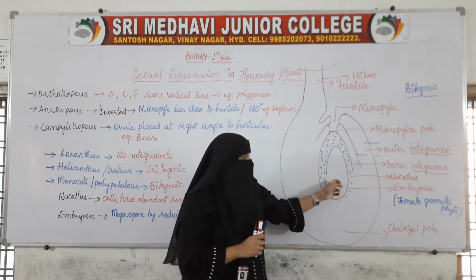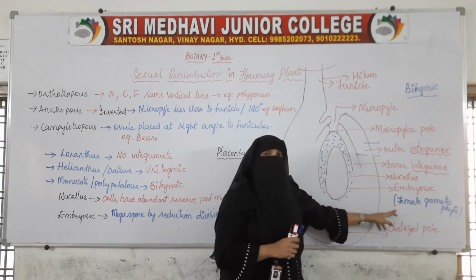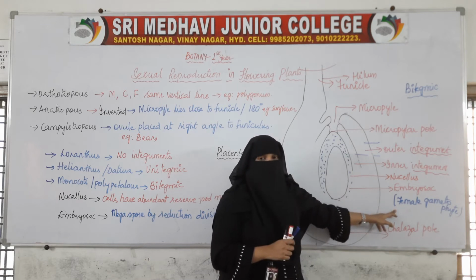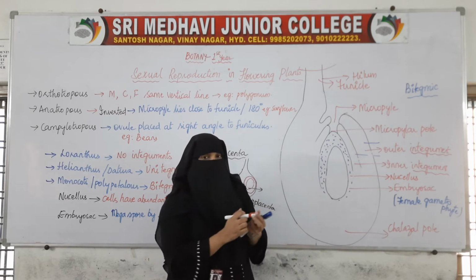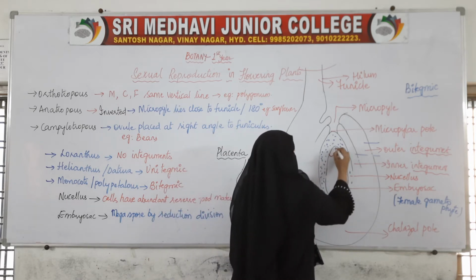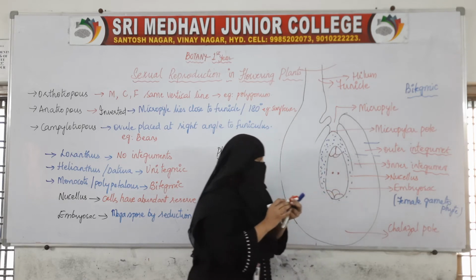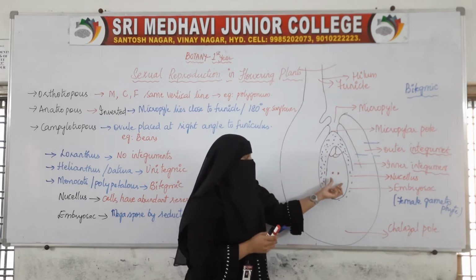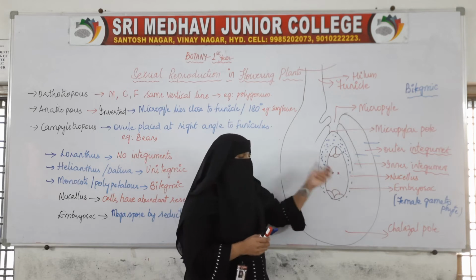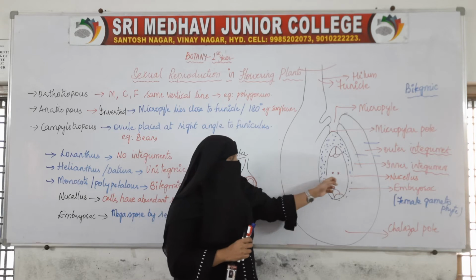This embryo sac is the female gametophyte. Inside this female gametophyte, female gamete will be present. So 7 cells: here 3 cells will be present, here 3 cells, here 2 cells. So this is the embryo sac. Embryo sac will be present inside this nucellus.